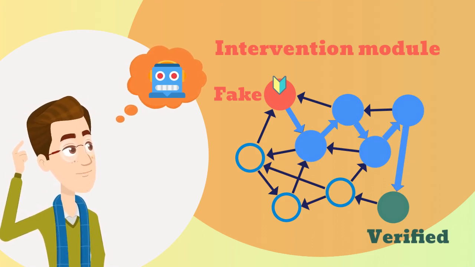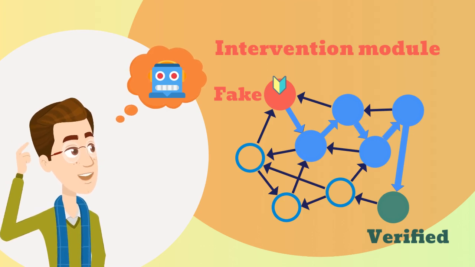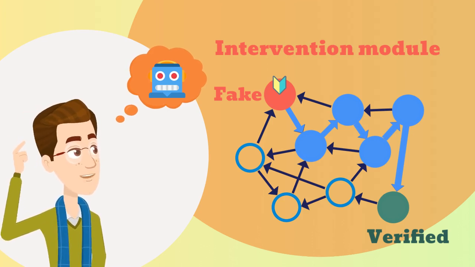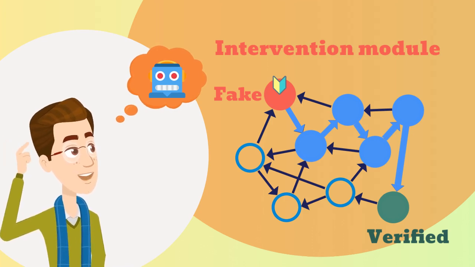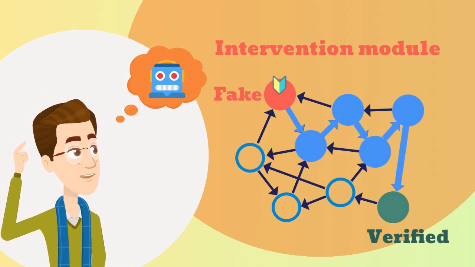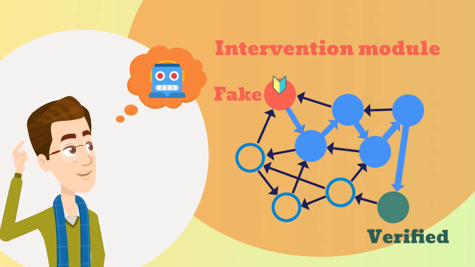In other words, when the intervention module is activated, every time the user requests recommendations, the reinforcement learning model will attempt to pick out the candidates from the neighbors of the current news article that are most likely to approach the potential verified news articles.